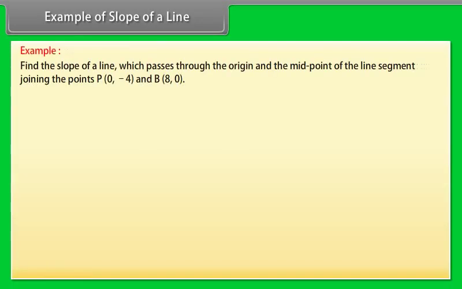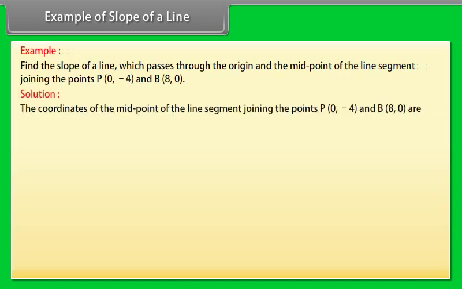Examples of slope of a line. Find the slope of a line which passes through the origin and the midpoint of the line segment joining the points P(0, -4) and B(8, 0). Solution. The coordinates of the midpoint of the line segment joining the points (0, -4) and (8, 0) are (4, -2).